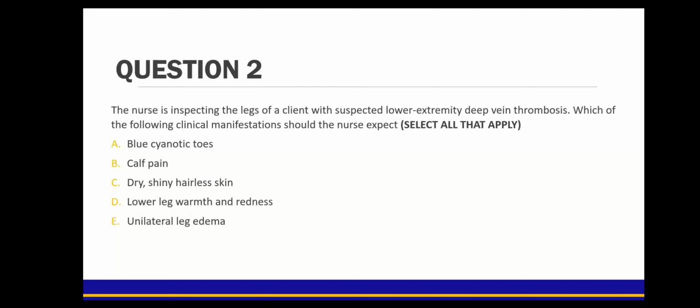Let's start with A. A says, blue cyanotic toes. Would you expect to see blue cyanotic toes with someone with a deep vein thrombosis? Is it going to affect the circulation to the surrounding tissues when you're talking about a vein versus an artery? Well, typically you will see blue cyanosis when you're dealing with arterial occlusions, not venous. So this is not something you would typically see with deep vein thrombosis.